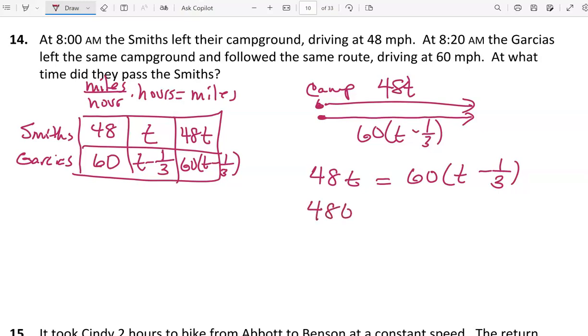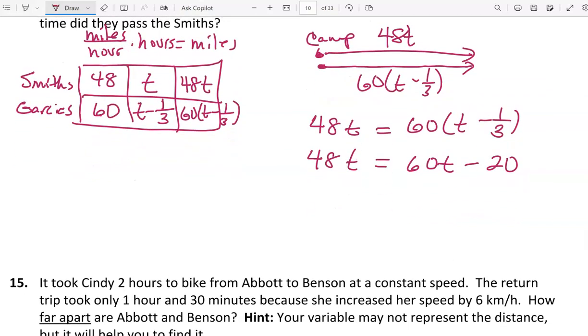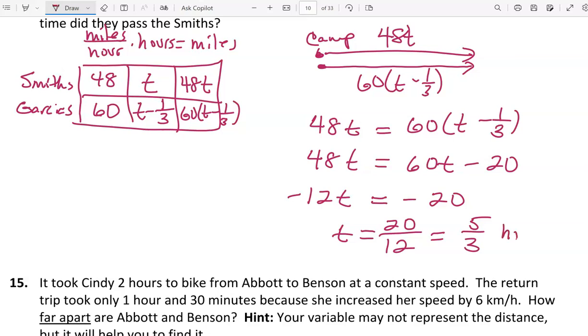Let's use the distributive property. 48t is equal to 60t minus 1/3 of 60, which is 20. And now we can subtract 60t from both sides. That will give us negative 12t equal to negative 20, and then dividing by negative 12, a negative divided by a negative is a positive. 20 divided by 12, both of those are reducible by 4, correct? So if we reduce by 4, that'll give us 5/3 of an hour.